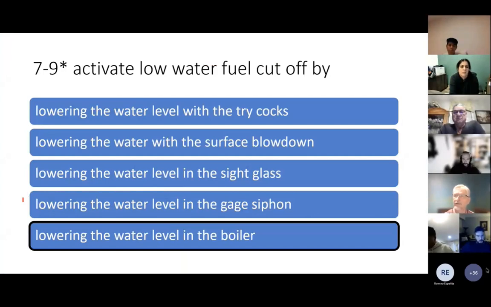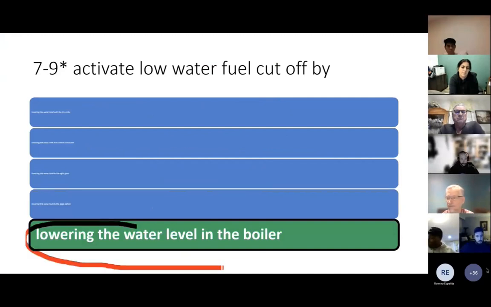How to activate a low water fuel cutoff, and this would be a test. And students continue to select this. This is not a way to lower the level. This is a way to check the level. Okay. Surface blowdown would not be a way to lower the level. Lowering level in the sight glass is not the answer. And lowering level in the siphon, no. I'm going to lower the water level in the boiler. All right. This is a way to activate it as a test.